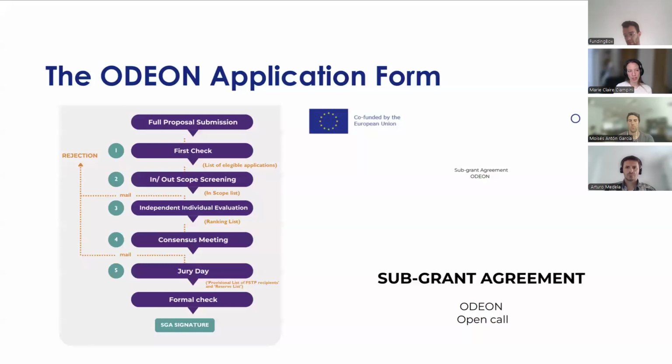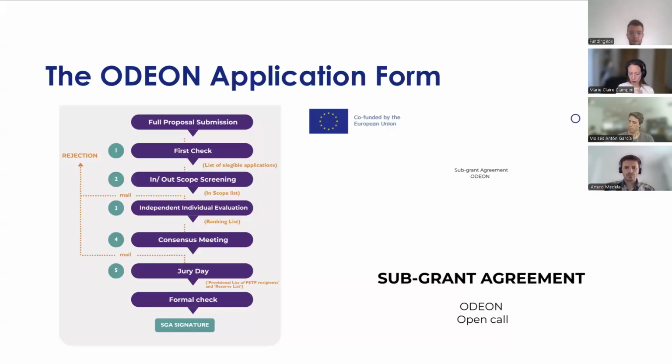And the formal check is where we will check your legal status, your financial status. We will also run an ethics check, and we will check for double funding because we need to make sure that you are not requesting funding for work that is already being carried out through other projects, either locally or EU funded projects. So this is a process that can take up to 4 weeks.